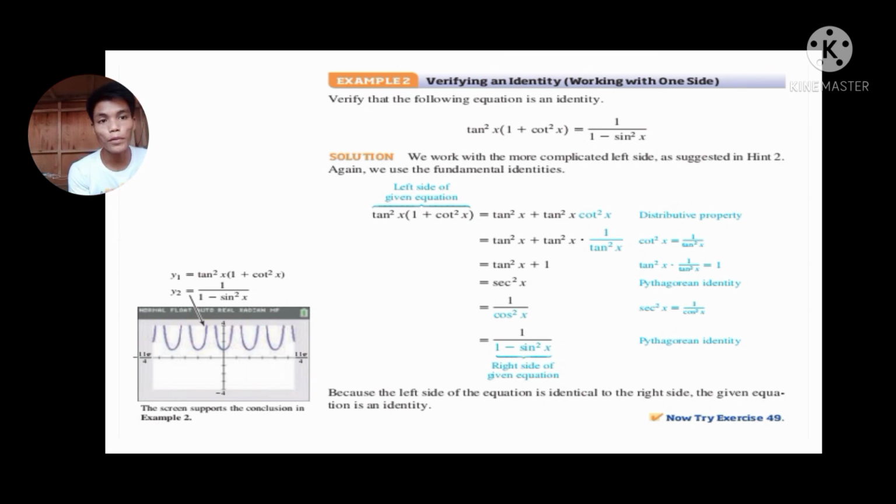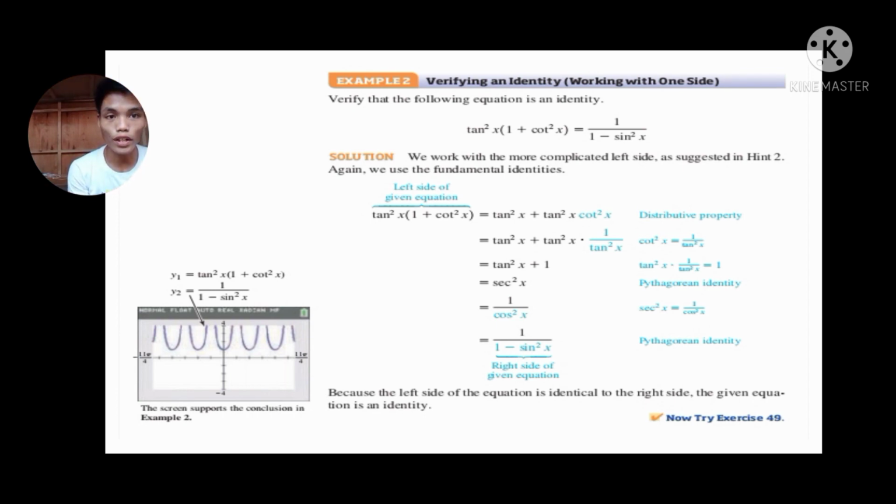We work with the more complicated left side. So we always keep in mind that we are going to work first on the complicated side, as suggested in hint 2. Again, we use the fundamental identities. Why do we need to work first on the complicated side? It is because if we solve for that complicated side, it is easy for us to get the identical equation on the right side. So here is the left side of the given equation.